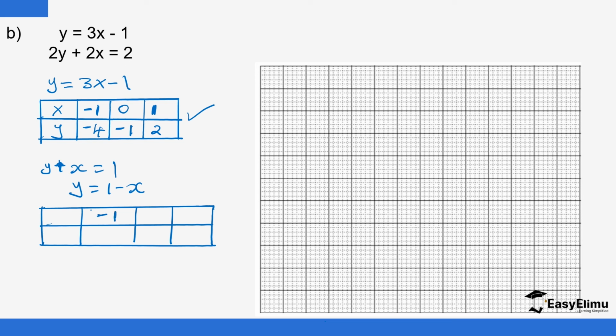So -1, 0, and 1 values of x. Then y I will solve using the equation. So when x is -1, I will have 1 minus -1 because x is -1. So 1 minus -1 is 1 plus 1, which is 2. When x is 0, 1 minus 0 is still 1. When x is 1, 1 minus 1 is 0. So I have the points -1, 2, 0, 1, and 1, 0.